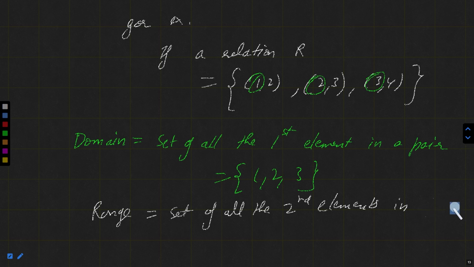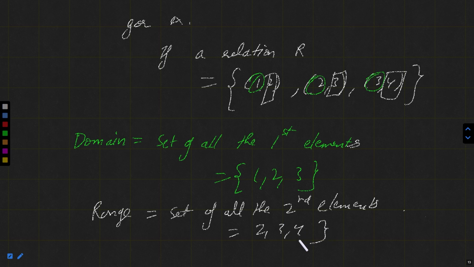Okay, or we say set of all the first elements, as you can see, and set of all the second elements, as you can see, this 2, this 3 and this 4. This means 2, 3, 4. I hope that this is all clear to you. Quite simple, the definition for domain and range.